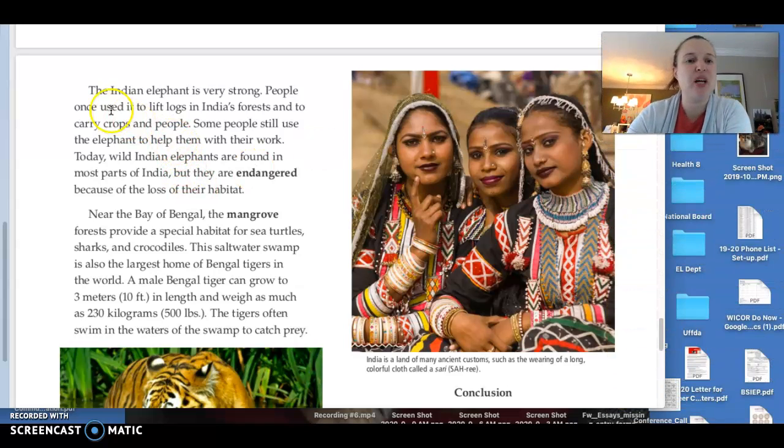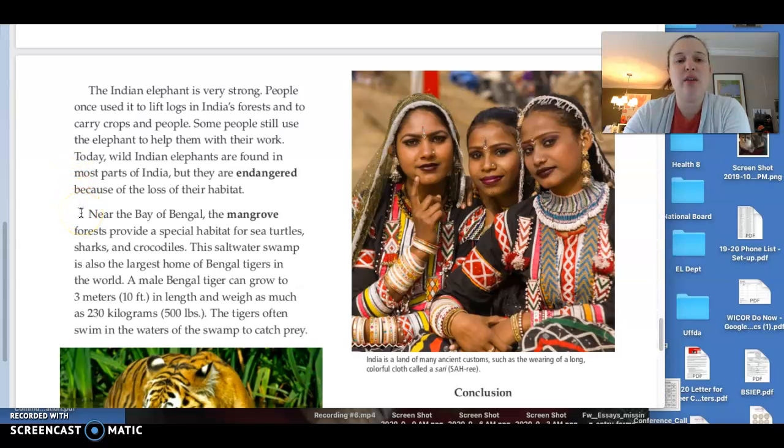Okay. The Indian elephant is very strong. Oh, remember the elephant that we saw on the cover page? So now we're talking about the elephant. The Indian elephant is very strong. People once used it to lift logs in India's forests and to carry crops and people. Some people still use the elephant to help them with their work. Today, wild Indian elephants are found in most parts of India, but they are endangered because of their loss of habitat.